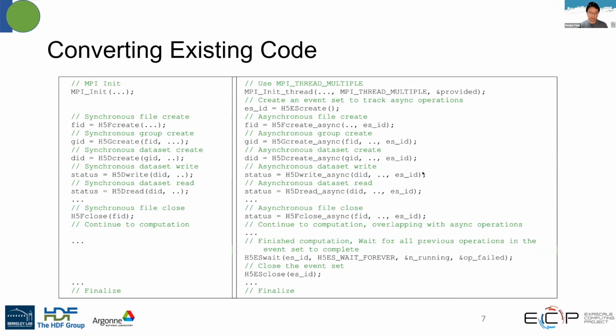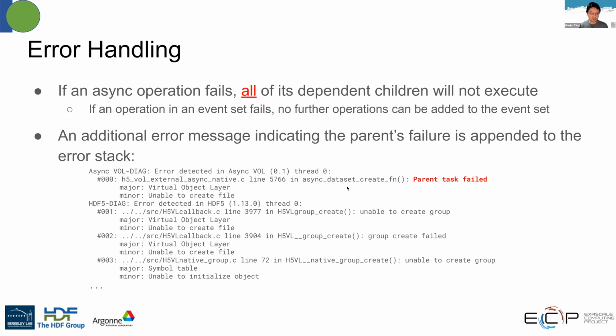So this just gives a basic idea of how an existing application can convert its code to use these new APIs. And some notes on the error handling. With asynchronous execution, if any operation fails, all of its dependent child operations will not be executed, because they will all error out anyway. For example, if a file create failed, then any group created in that file, or dataset reads or writes, will not be executed at all, and they will all just fail.